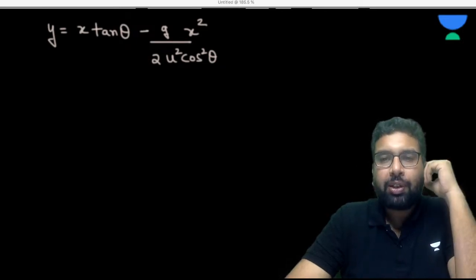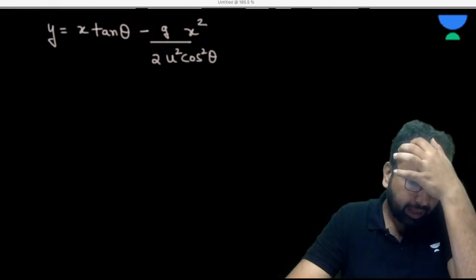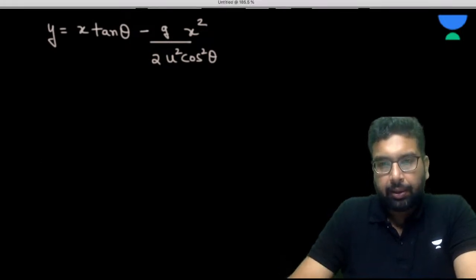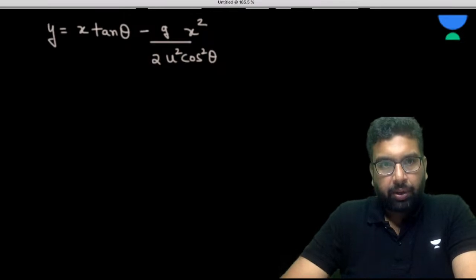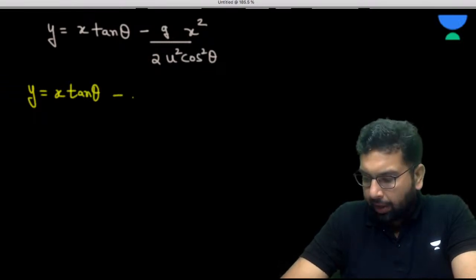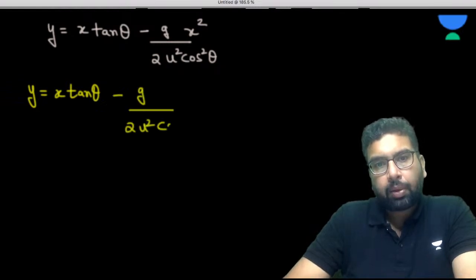Now there is one more form of this. Sometimes it is given in terms of the range also. Okay, now can we do one thing? See, I'll make another form of it. So y is equal to x tan theta minus, and I want to convert this formula into the form of the range. So let's write it like this: g over 2u square cos square theta, u square cos square theta, and this is x square.